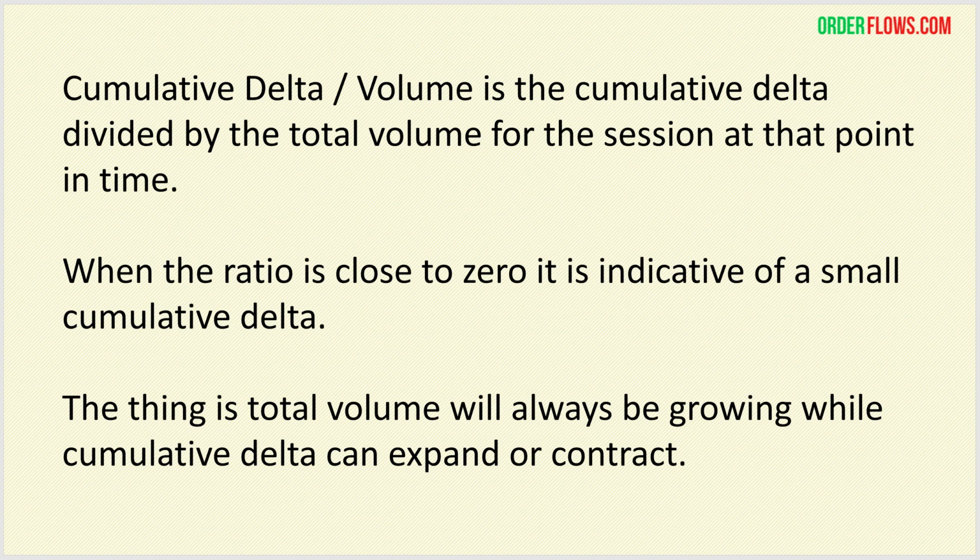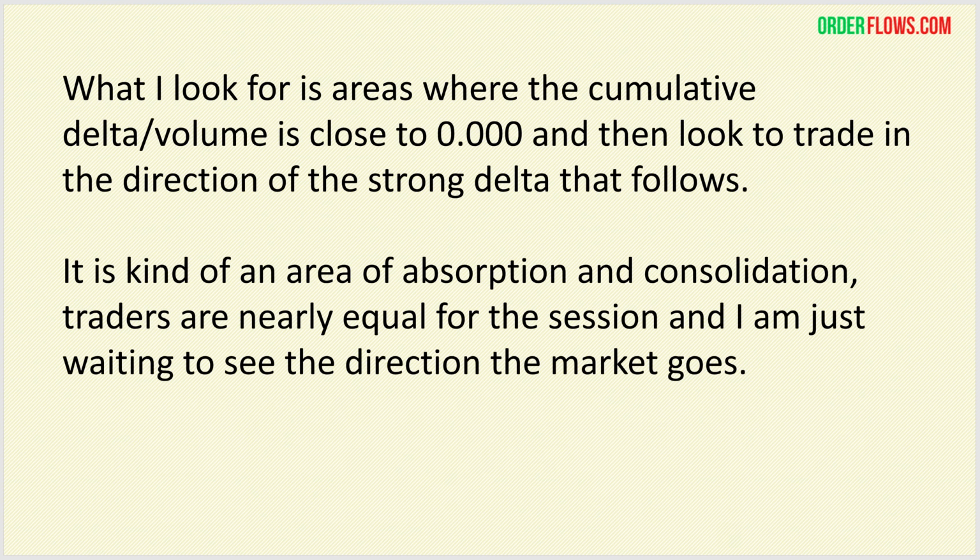Now, cumulative delta versus cumulative volume is basically the cumulative delta divided by the total volume for the session at that point. When the ratio is close to 0, it's indicative of a small cumulative delta. The thing is, total volume will always be growing, while cumulative delta is going to expand or contract. The total volume for the day is always going to get larger, while cumulative delta could get closer to 0 or further away from 0. So they're moving differently, because total volume only goes in one direction. You're not going to get less total volume, but cumulative delta can get lesser.